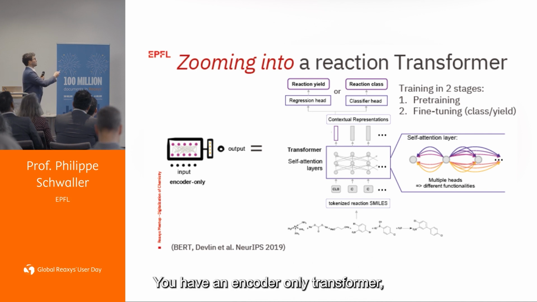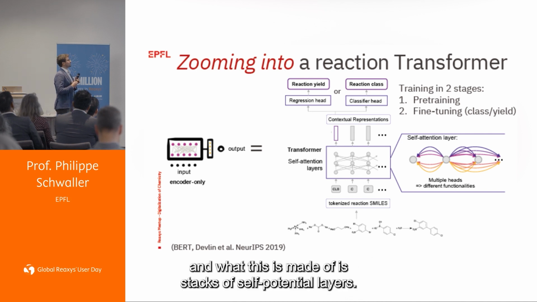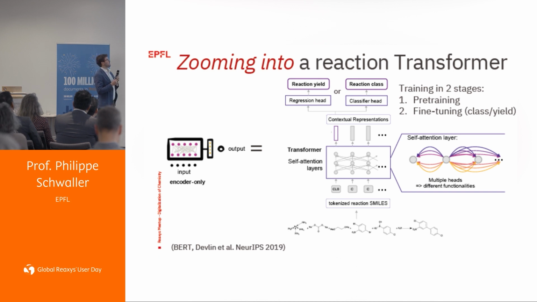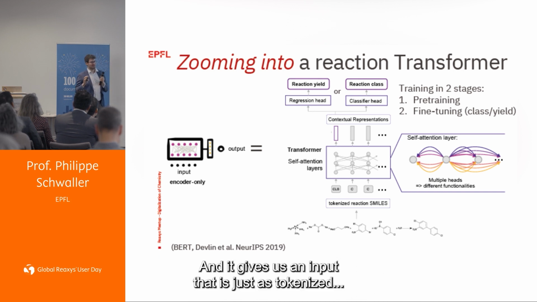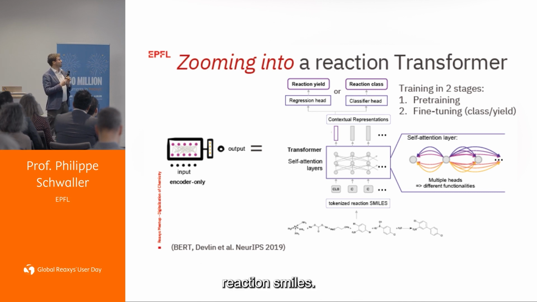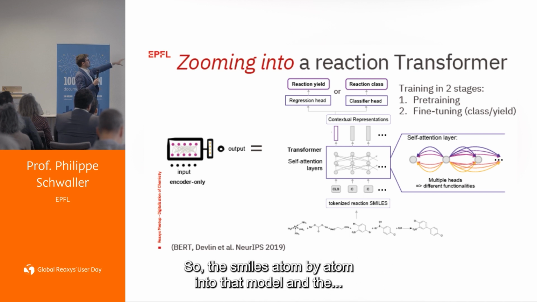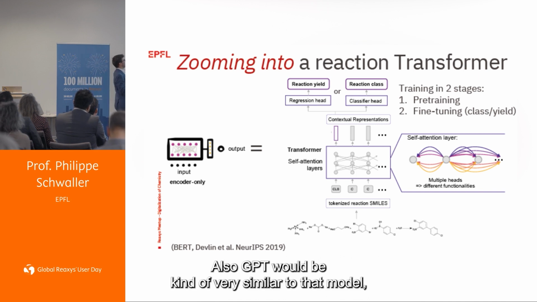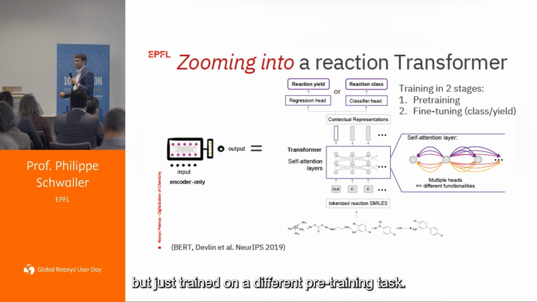Here you have an encoder-only transformer, and what this is made of is stacks of self-attention layers. What it gets as an input is just this tokenized reaction SMILES. So the SMILES go atom by atom into that model. GPT would also be very similar to that model, but just trained on a different pre-training task.